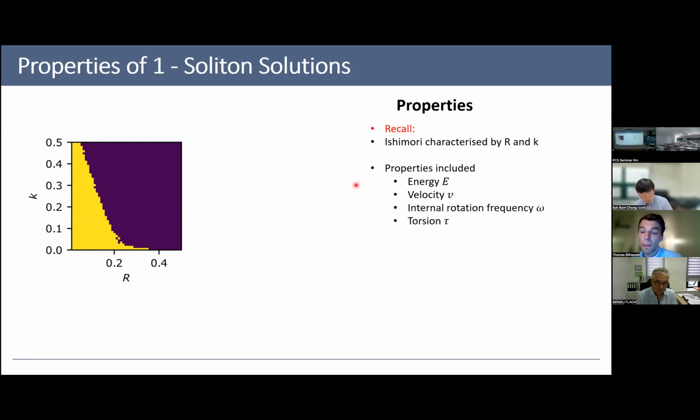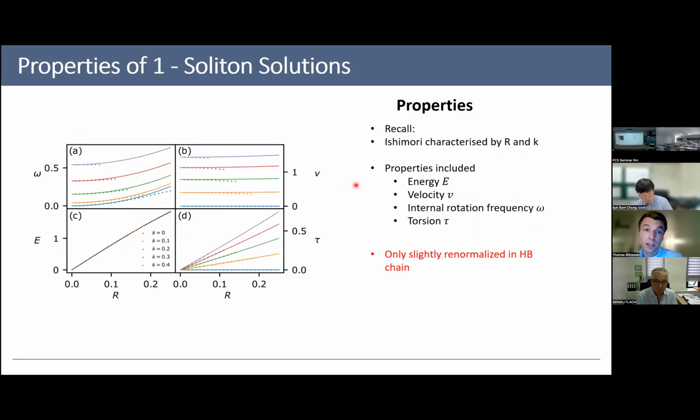We can ask, did it change as we created a Heisenberg soliton? And this is what these plots are showing. So I'm showing the rotation frequency, the energy, the velocity, and the torsion as a function of the width for different velocities up to the point where they cease to exist. So these dotted points are the Heisenberg solitons, the solid lines are the analytic results for an Ishimori soliton, and the dotted points stop when there's no soliton anymore for the Heisenberg case.